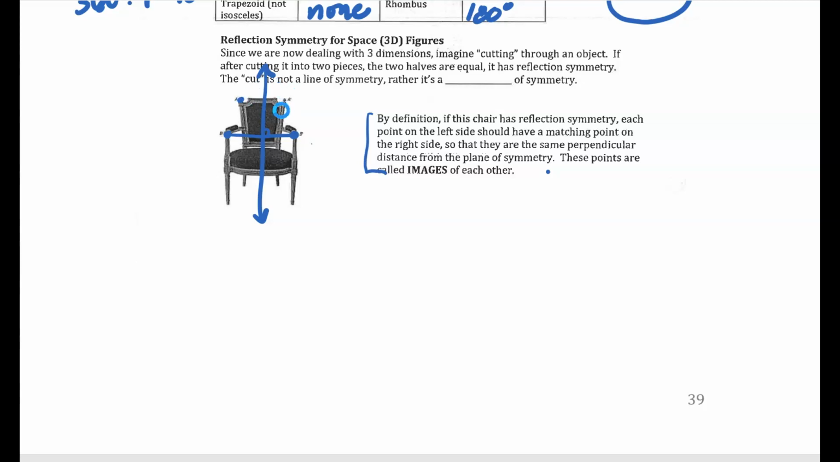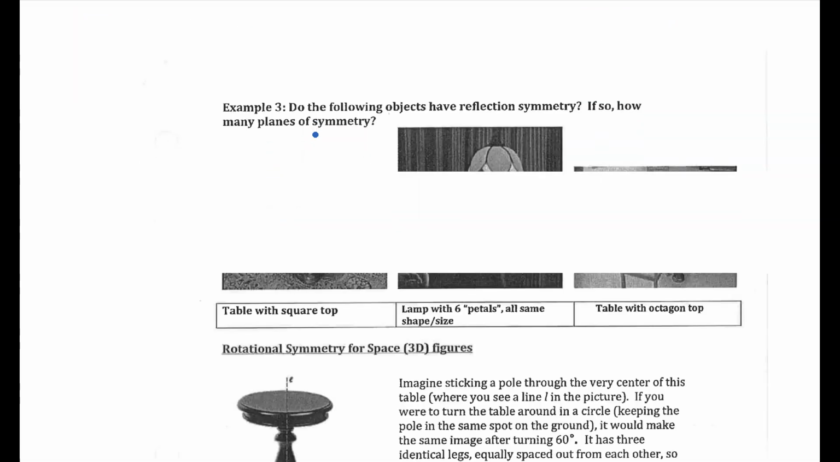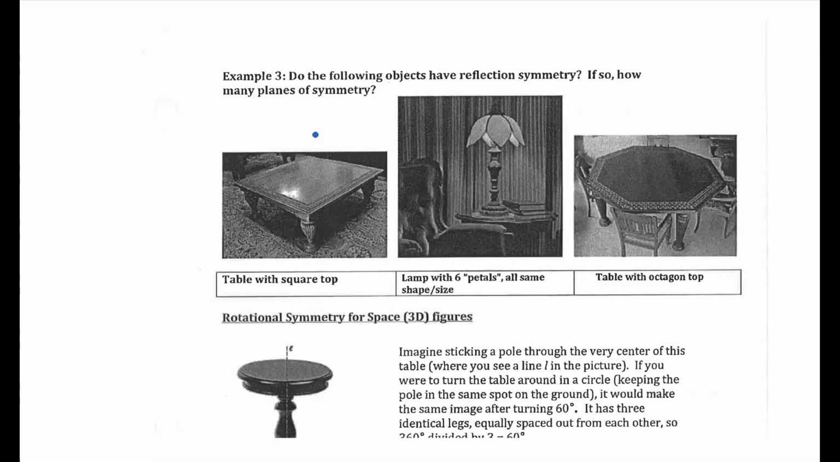A up here matches this point right here. It looks like that's A prime. And again, if you were to take a piece of string and connect those 2 top parts of the chair, it would meet that plane of symmetry with a right angle. And so that's by definition, that's when we know that an object has reflection symmetry. So let's do a couple of examples. So do the following objects have reflection symmetry?